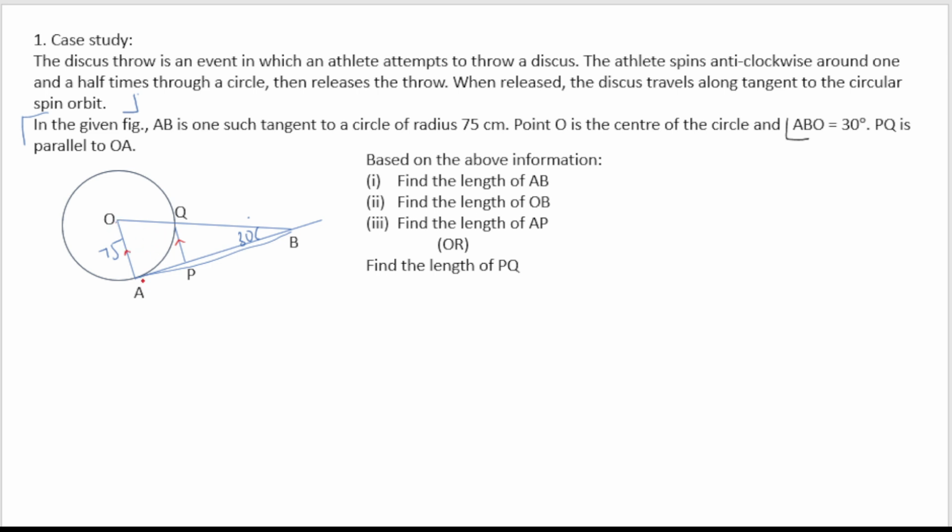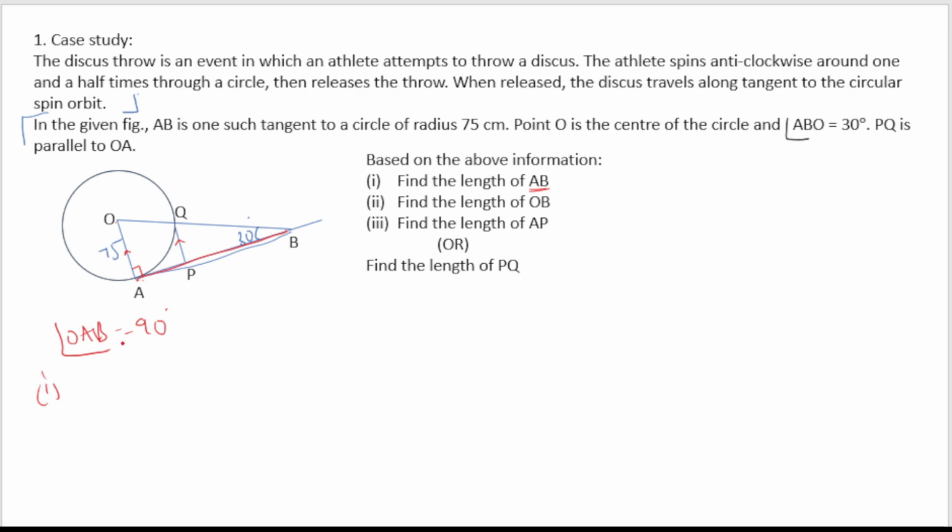This OA is the radius and AB is the tangent. Now what do we know here? Radius is perpendicular to tangent. So this angle is 90 degrees. Angle OAB is 90 degrees. Now based on the above information, find the length of AB. We have to find the length of the tangent.